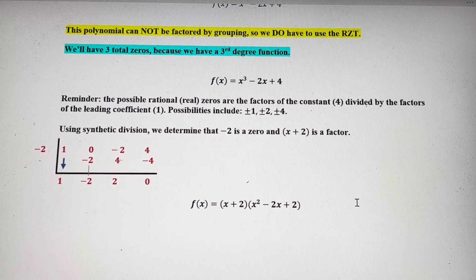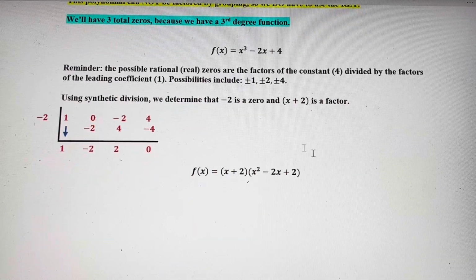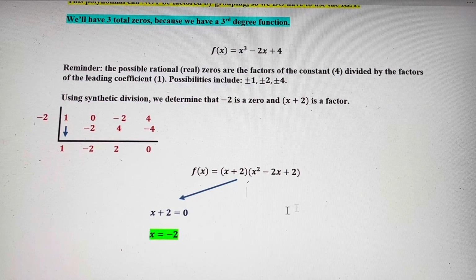If you've forgotten any of this, you're going to want to go back and rewatch some of those videos or ask questions in class. All right. So again, we know the first zero is negative 2, so I'm not going to waste a whole lot of time here.